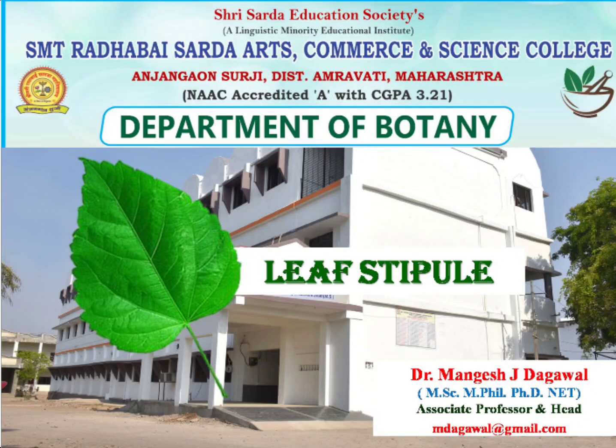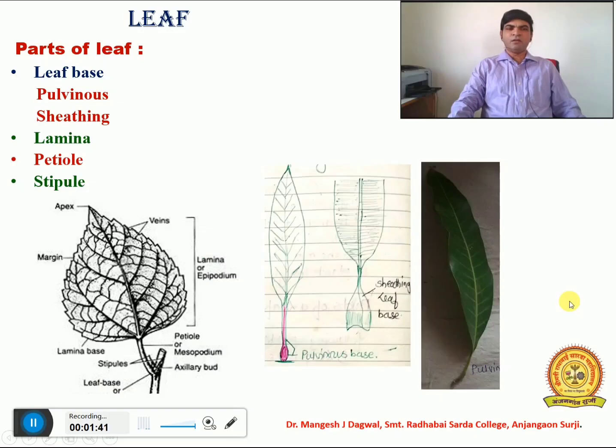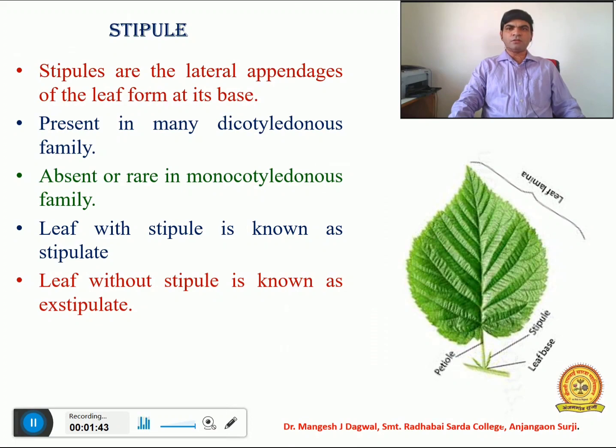Nothing but the stipules. So here we will see what the stipules are. Stipules are the lateral appendages of the leaf formed at the base. Here in this picture we can see these are the lateral appendages, and these lateral appendages form at the leaf base. Stipules are present in many dicotyledonous families.